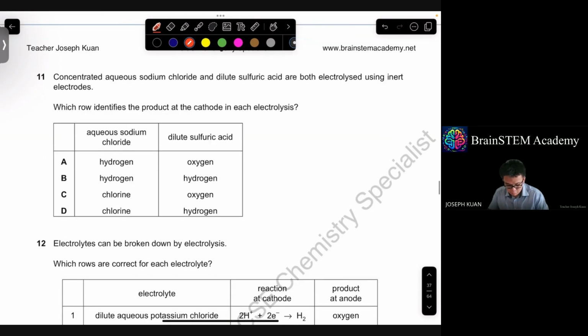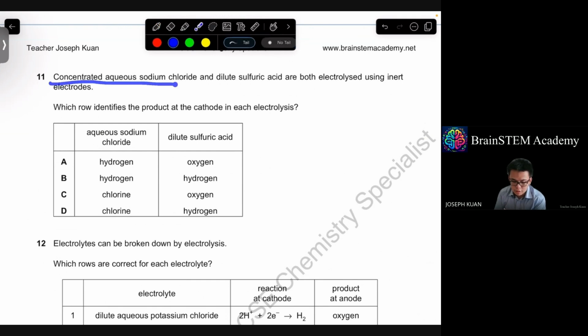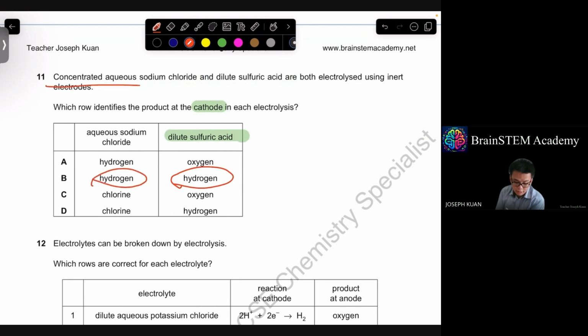Question 11. Which row identifies the product at the cathode in each electrolysis, given that we are electrolyzing concentrated aqueous sodium chloride and dilute sulfuric acid? Given that it's a cathode, we just need to look at the cation. For dilute sulfuric acid, it will be hydrogen. And since we're doing sodium chloride, we get hydrogen also. Given that it's an aqueous solution, we cannot extract sodium using this method.